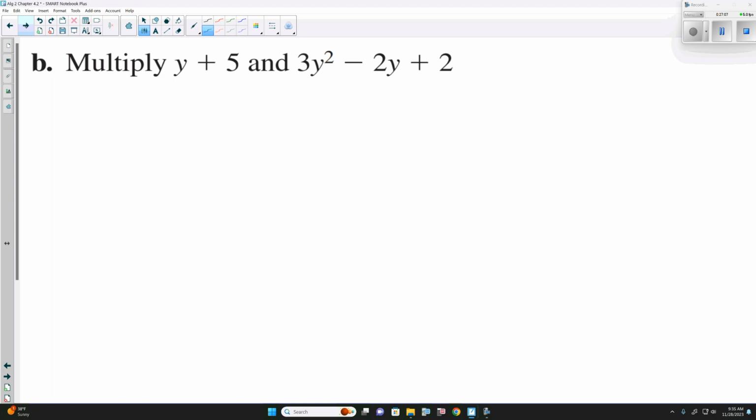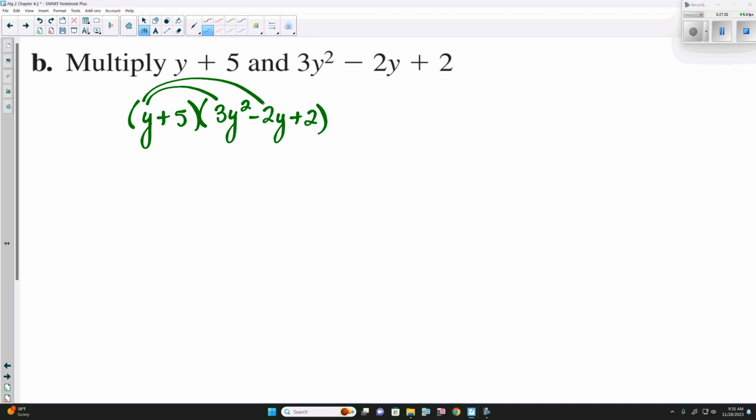This time we want to multiply y plus 5 and 3y squared minus 2y plus 2. So we're going to multiply this horizontally. So the first thing we're going to do is distribute the y. Multiply through. Our y times 3y squared is 3y cubed. Y times negative 2y is negative 2y squared. Then y times 2 is plus 2y.